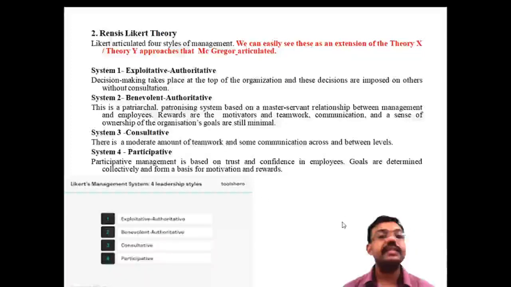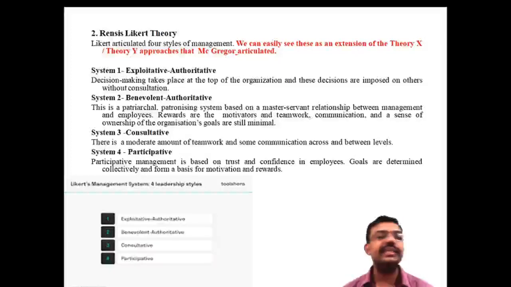4 തരം മാനേജ്മെന്റ് സ്റ്റൈൽസ് ഉണ്ടെന്നാണ് അദ്ദേഹം പറഞ്ഞത്. One is exploitative authority, that is strict type of authority. Another one is benevolent, that means master-servant, father-son relationships. And third one is consultative authority, that means there's teamwork, there's communication across the levels. And participative management based on trust and confidence in the employees, that means focusing on trust and confidence through collective effort. These are the important styles followed in management as per the Rensis Likert theory.